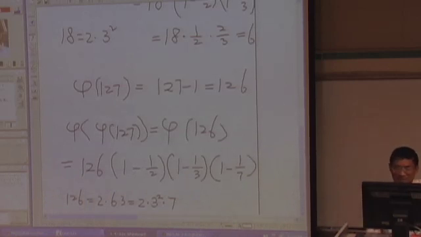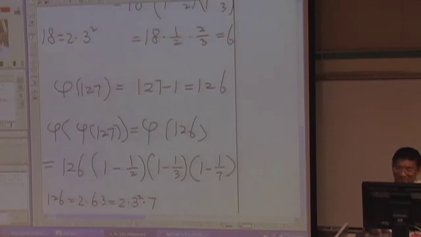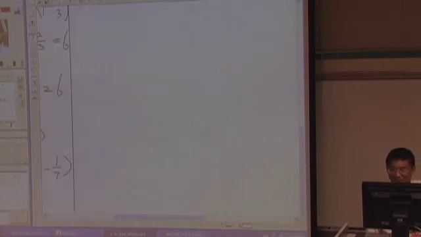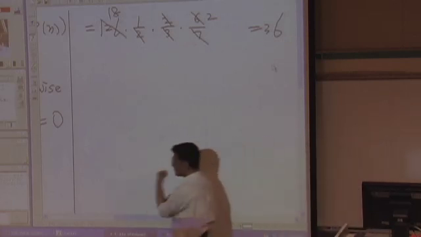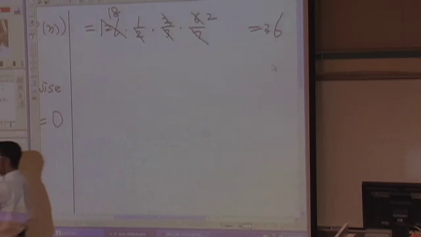So let's finish this calculation. 126, I will write it here. 126 multiplied by 1/2 multiplied by 2/3 multiplied by 6/7. Then I can cancel out these numbers, and I can cancel out this number, and then I can cancel out this number. It is 1 and then 8. So 36 is the result. There are 36 primitive roots of 127 that you chose, right? Any number, pick any number.